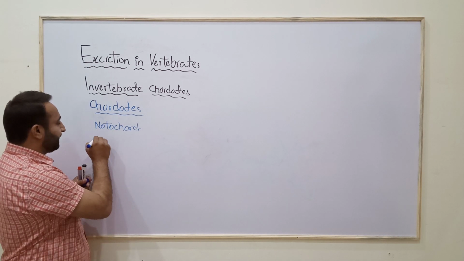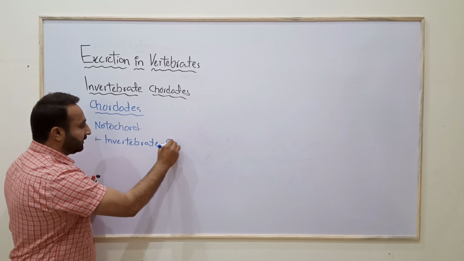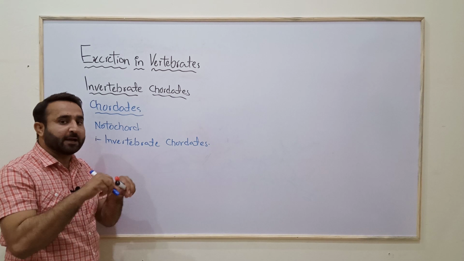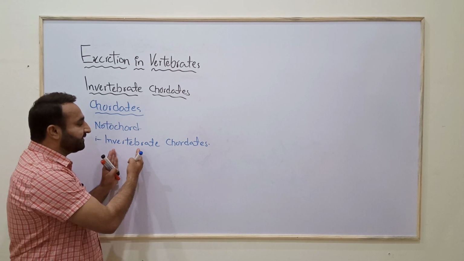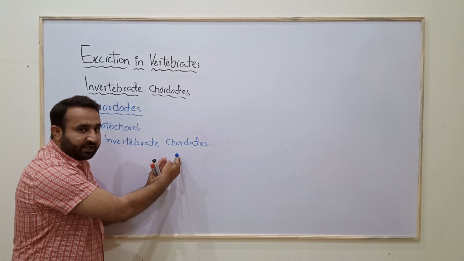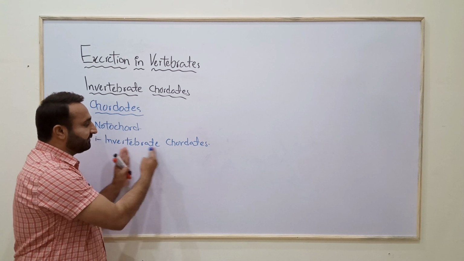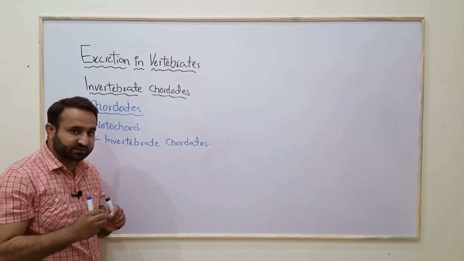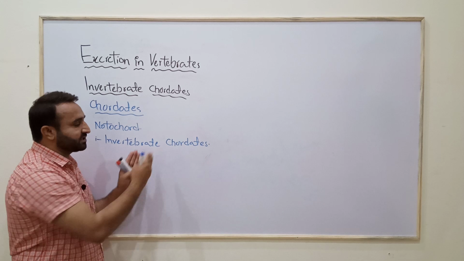The first one are invertebrate chordates. These are those chordates in which the notochord after the embryonic life dissolves and no vertebral column develops. These are called as invertebrate chordates. For example, the urochordates, the cephalochordates, which are also called as tunicates and lancelets, are the invertebrate chordates. These chordates do not have vertebral column as the central support system but have notochord in their embryonic life, so we'll call them as invertebrate chordates.